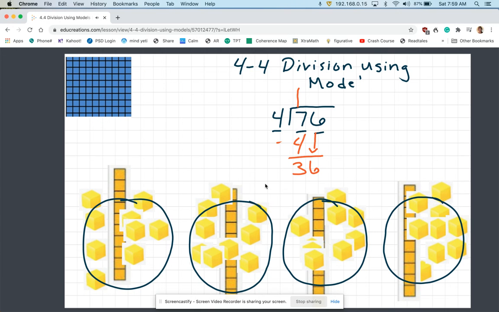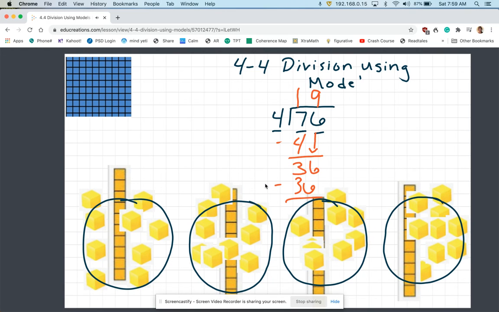Look at that. It goes in evenly. There's no remainders. Okay, let me count up my little yellow squares and see how many I had. 1, 2, 3, 4, 5, 6, 7, 8, 9. 9 in a group. And what do you know? 9 times 4 is 36. That is what we're doing when we're dividing.